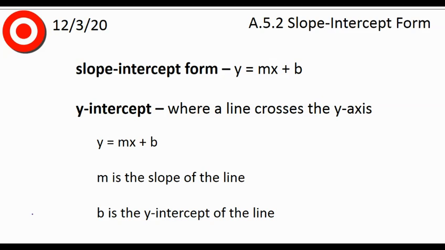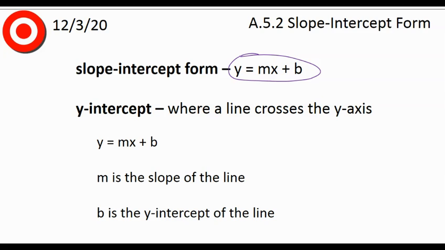All right, so we're going to talk about slope-intercept form today. Slope-intercept form is right there. It is y equals mx plus b. That is something that you should know and you should continue to know because you will continue to use it in math forever and ever.